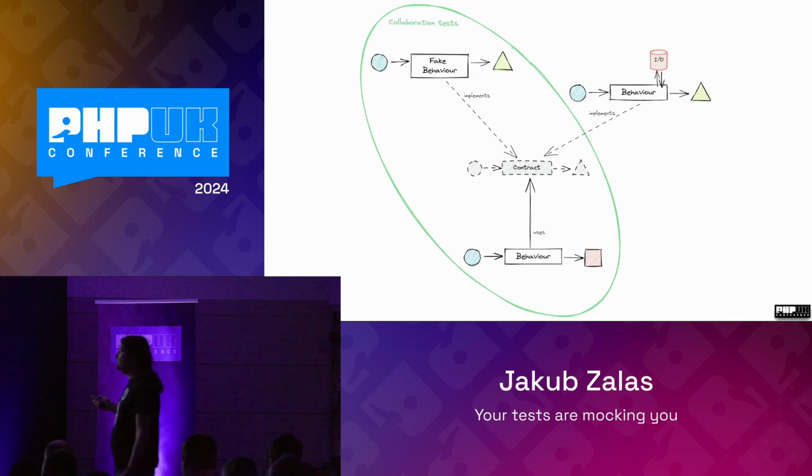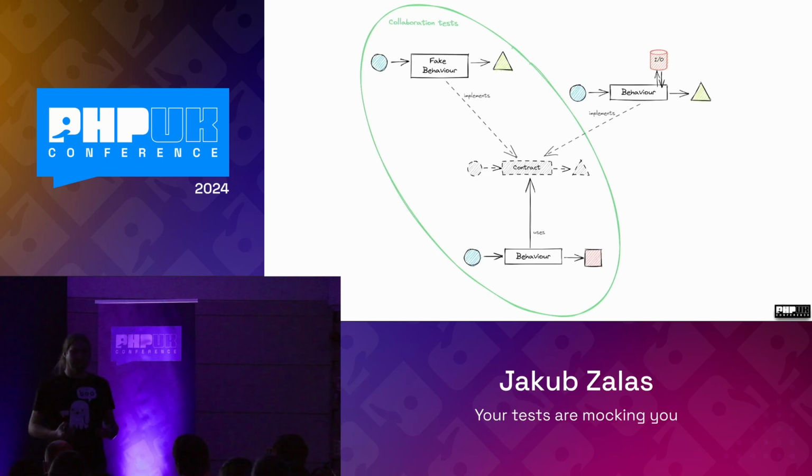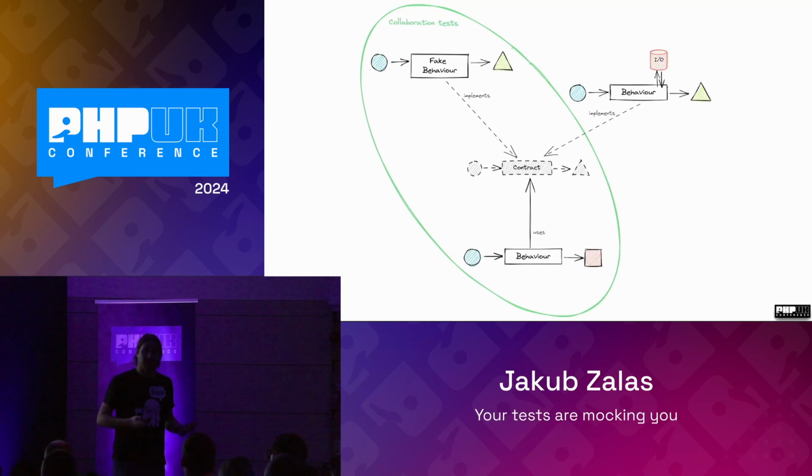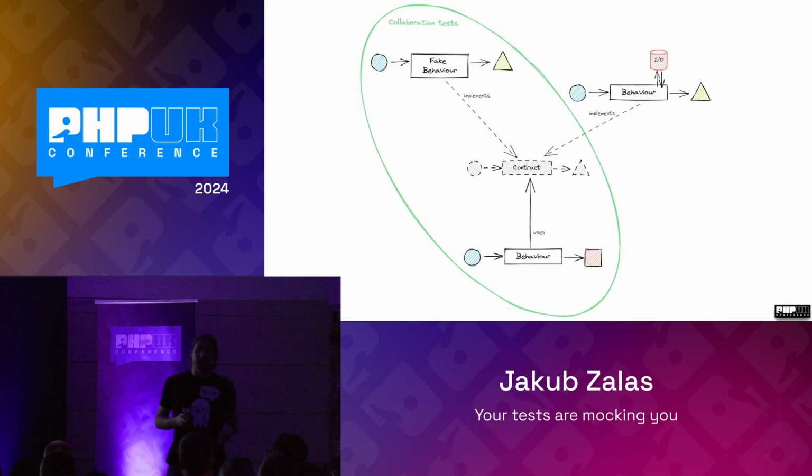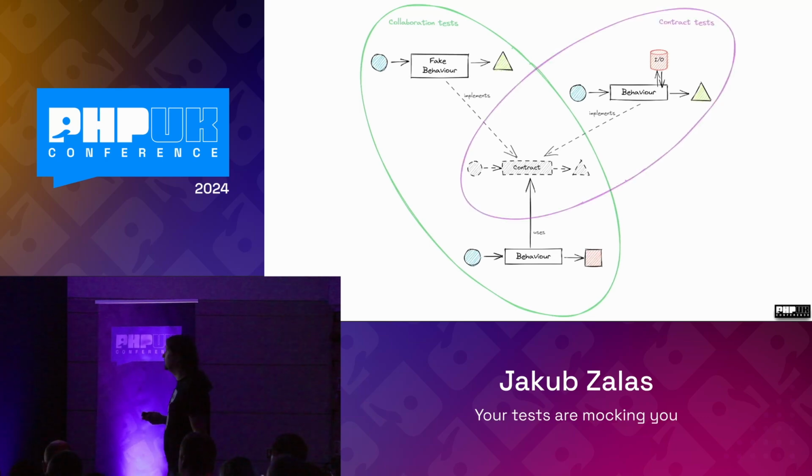So now, how do we know that fake behaviors and actual behaviors implement the same contract, that they behave the same? I'm not talking about just interface implementation, because the types match. You implemented that interface. But I'm talking about behavior that cannot be described on the interface. Whenever I call that repository method with a criteria, it doesn't return what I expected it to return. So this is what contract tests are for.